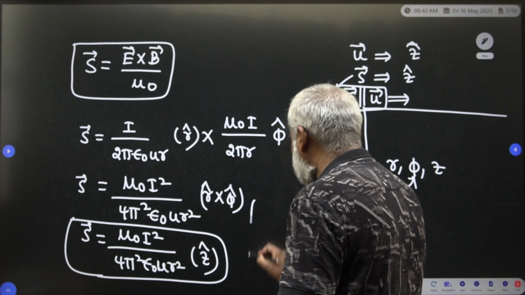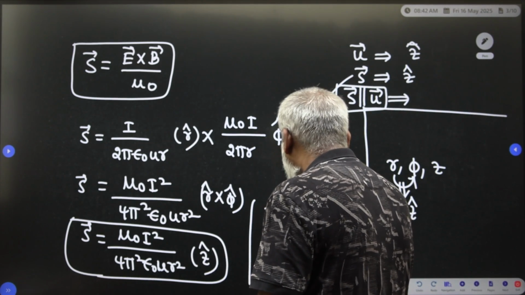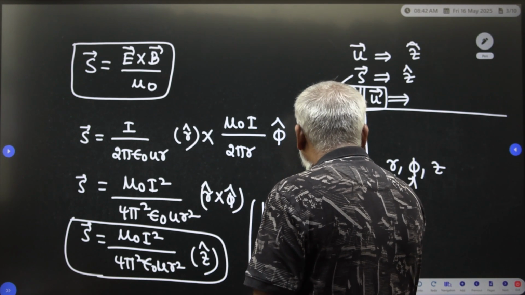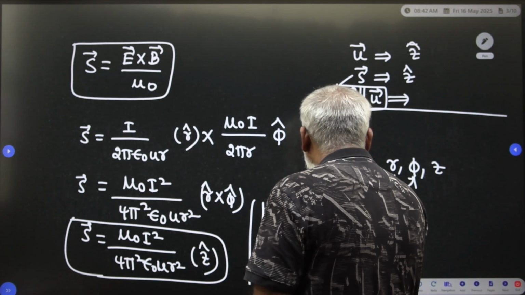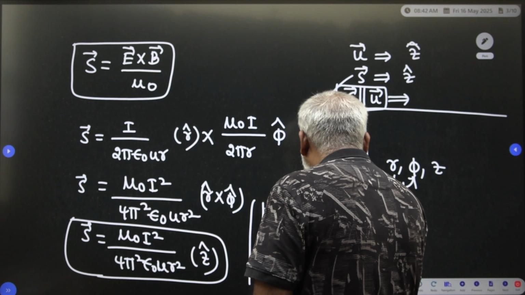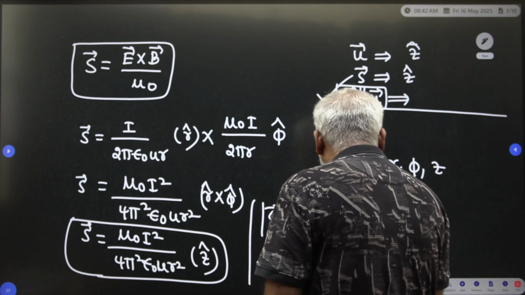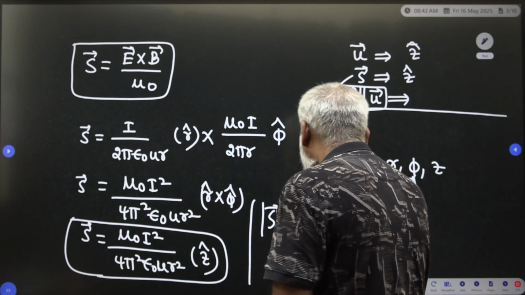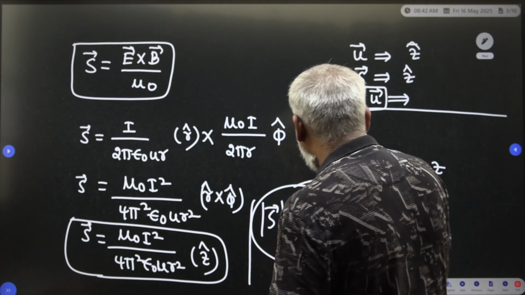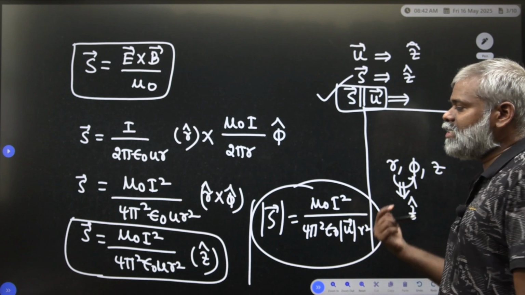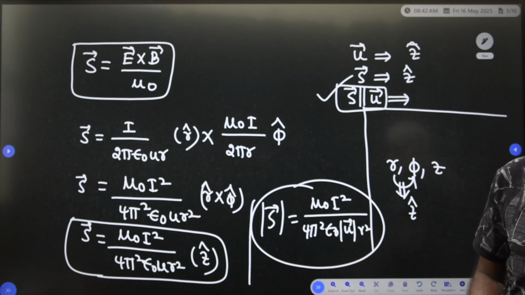Here what do we have to take? The modulus of S is equal to mu naught I square divided by 4 pi square epsilon naught into the modulus of u into r square, we are getting. Which vector is this? This is the Poynting vector corresponding to your problem.